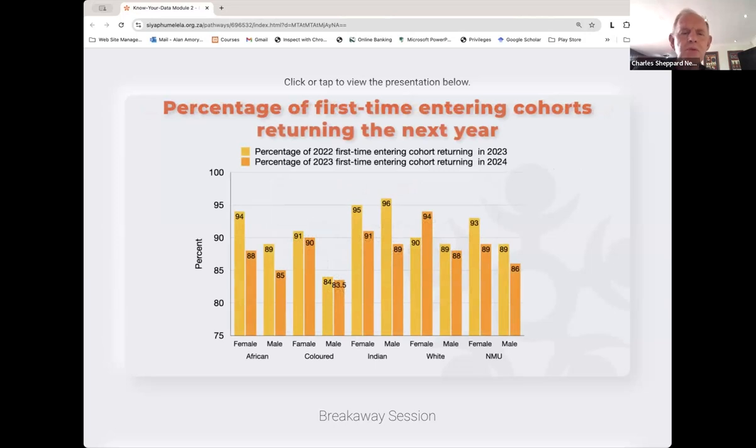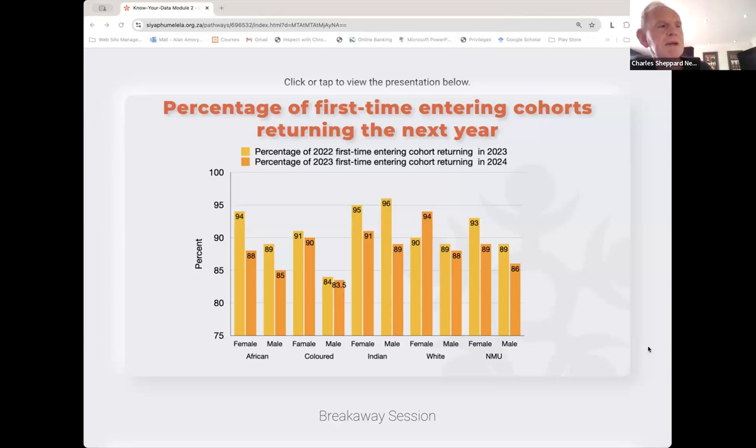So here's just an example. What we look at is, for instance, the yellow bars are the percentage of the 2022 first-time entering cohort returning in 2023. And we look at it by population group. The important thing here is, when I do the calculation for my university, I exclude the occasional students, because we don't expect them to return. And then for higher certificates, you need to look at how many of them have graduated and haven't returned. They are still successful. They were not expected to return. So then I get the group out that are expected to return who haven't passed the higher certificate, who haven't obtained the qualification.